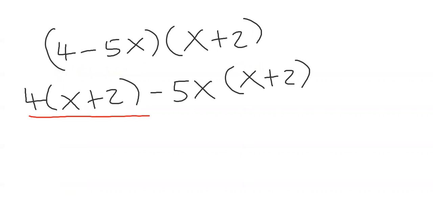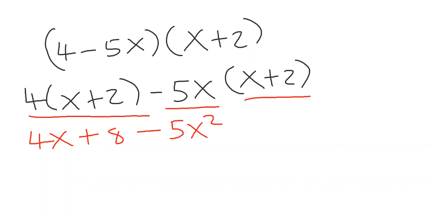So the 4 multiplies the x, and that gives us 4x. The 4 multiplies the 2, that gives us 8. And then we move on to the other side. The negative 5x multiplies everything that is inside the brackets this side. So negative 5x multiplied by x gives us negative 5x squared. Negative 5x multiplied by 2 gives us a negative 10.